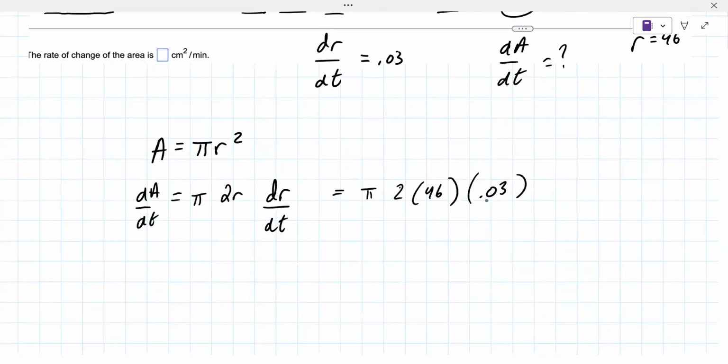And then it says type an exact answer in terms of pi, which means this is the part that goes in the calculator. And you get a number and you put pi with it. Good to know.